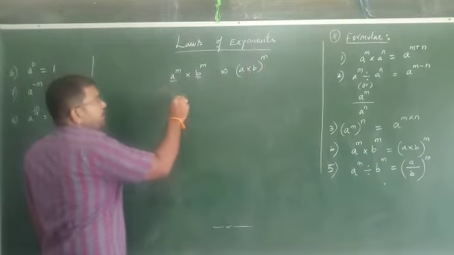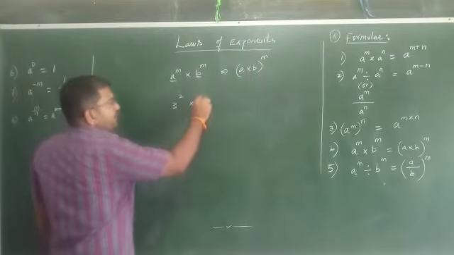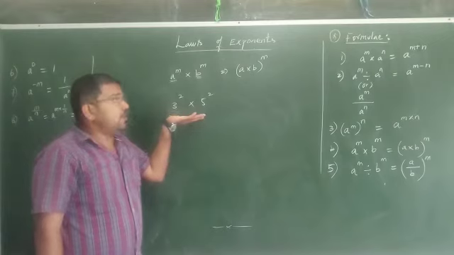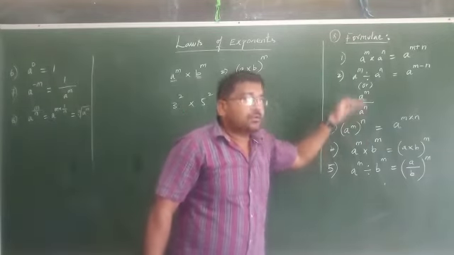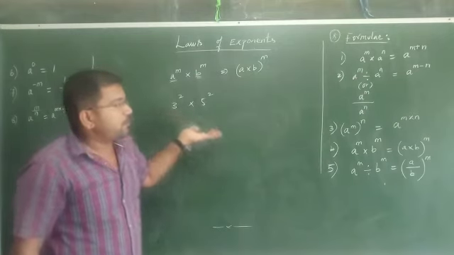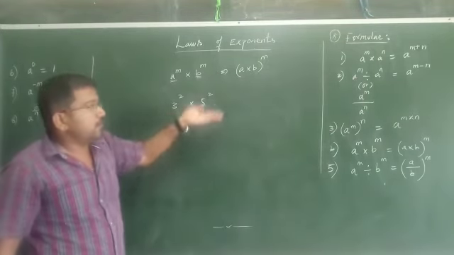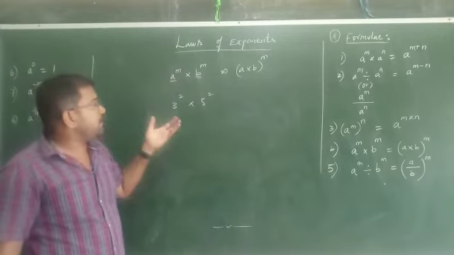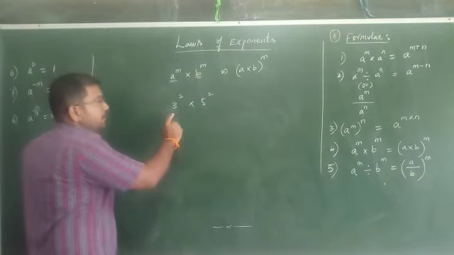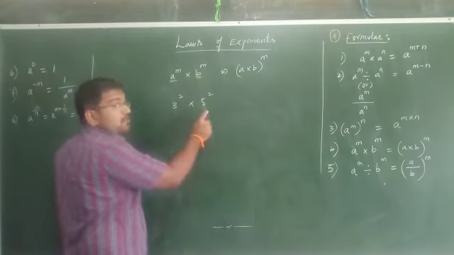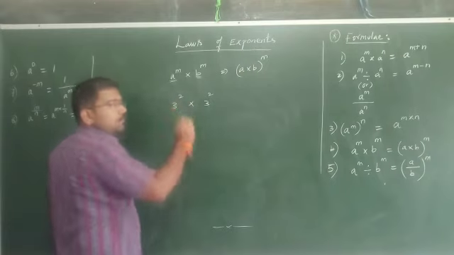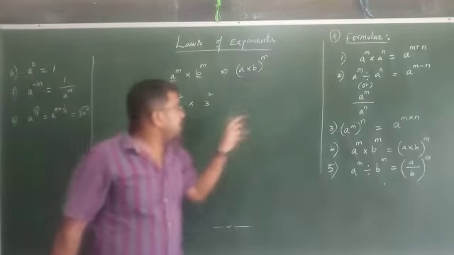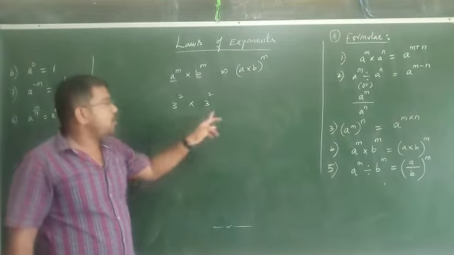Example: 3 square into 5 square. While we are seeing this value, we have to think and recollect which formula is suitable. Here the powers are the same and the bases are different. Suppose the base is also the same and the power is also the same, then what law is applicable? The first law, because the bases are the same.